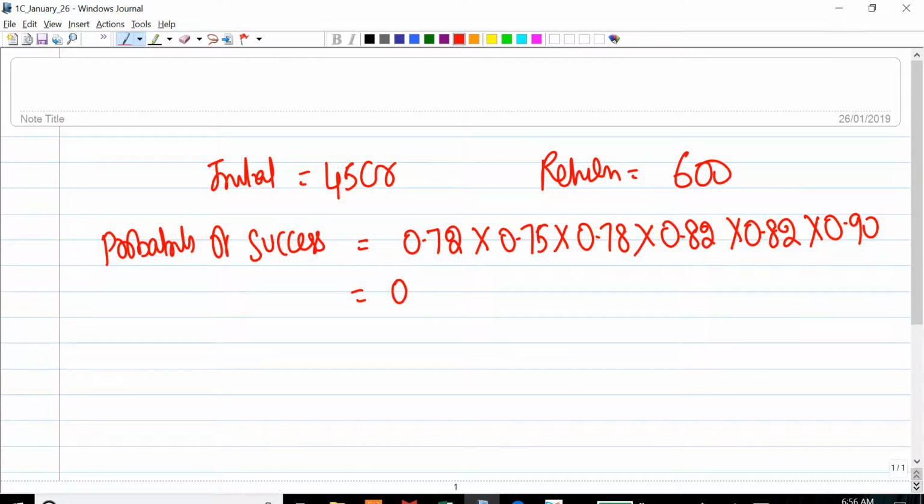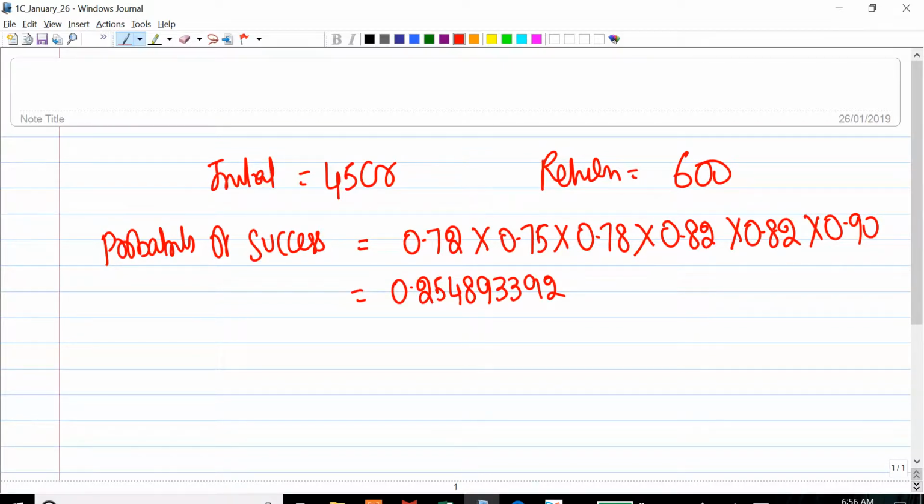Point 339. Okay, maybe 5 decimals would do. This is the probability of the success. The amount is large, that's why I wanted to write more decimals. 0.25489 is the probability. The probability of the project succeeding is 0.254893392.